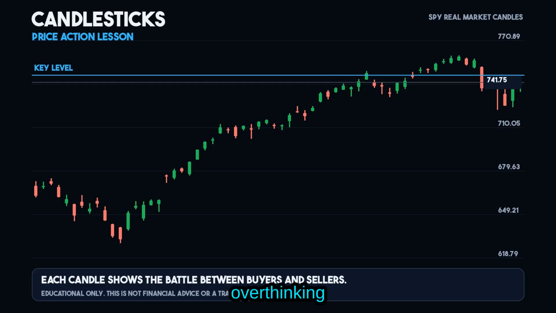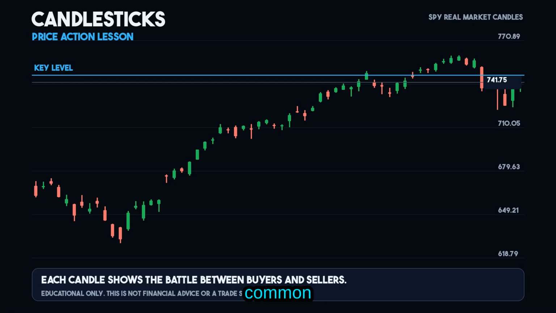Another mistake is overthinking. There's too much information out there, and beginners can get caught up in analyzing every possible trend or pattern. But remember, in trading, it's not always about finding the perfect pattern, it's about making a decision based on what the candlestick is telling you.